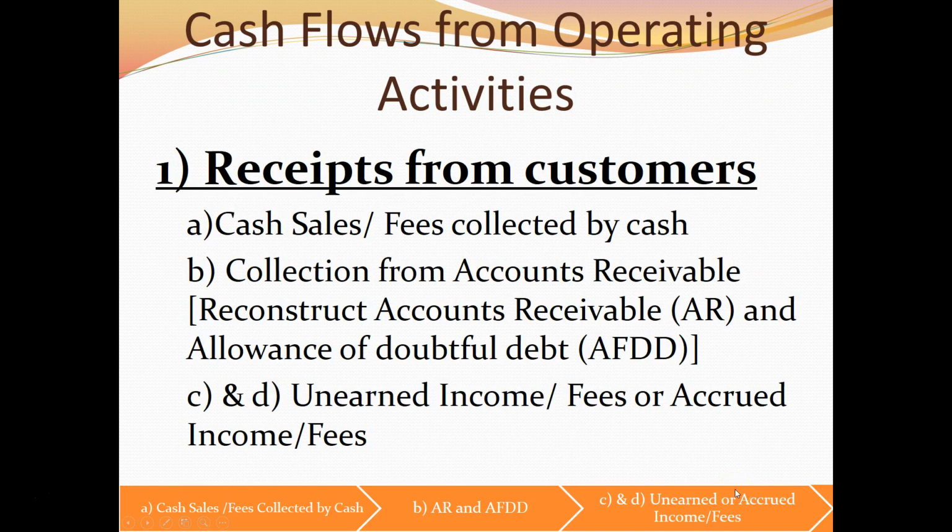So receipts from customers have 3 things here. Cash sales or collection from our customers, where we will reconstruct AR and we have to reconstruct AFDD. And C and D talk about how much income we receive from our customers.